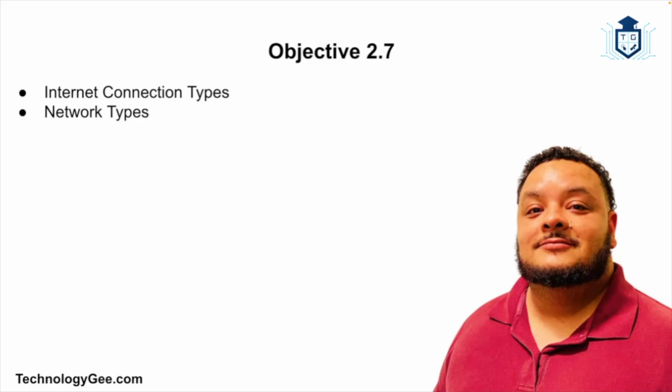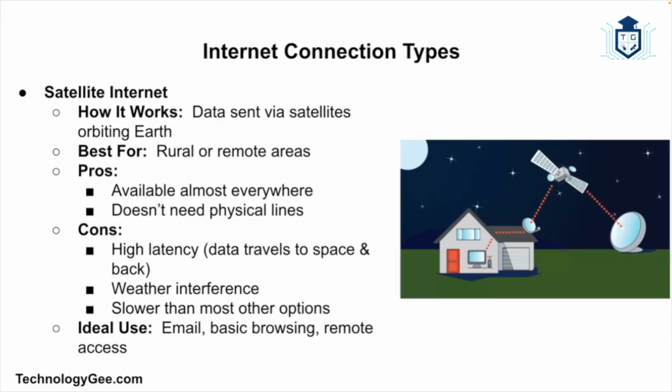So let's go. All right, so let's talk about internet connection types. Think of the internet like a massive ocean of content, and your internet connection type is the boat that gets you there. And depending upon what type of boat you're using, your speed, reliability, and price can vary a lot. So let's look at some of the most common types of internet connections. The first one is satellite internet.